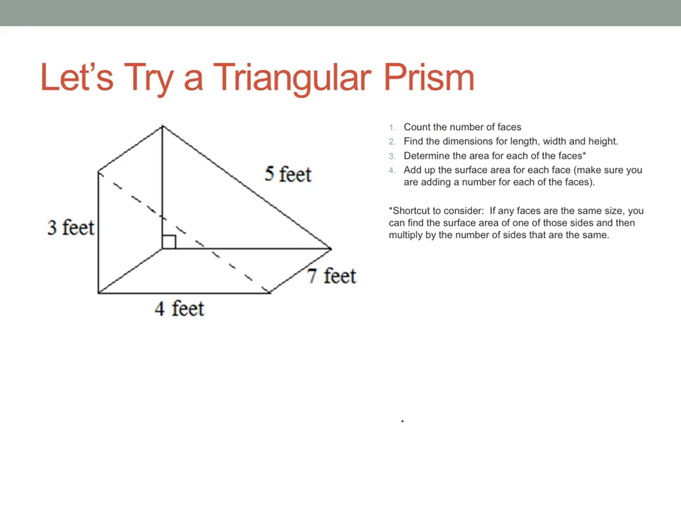So now let's try a triangular prism. How many faces does a triangular prism have? Because the first step is counting the number of faces. So I got 1, I got 2, I got 3, that's this big rectangle. I got a triangle over here, 4, and I got a triangle right here. That's 5. I know that's a little hard to see sometimes, but I'll help you.